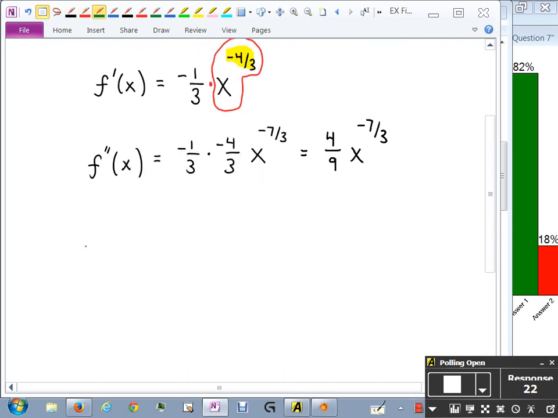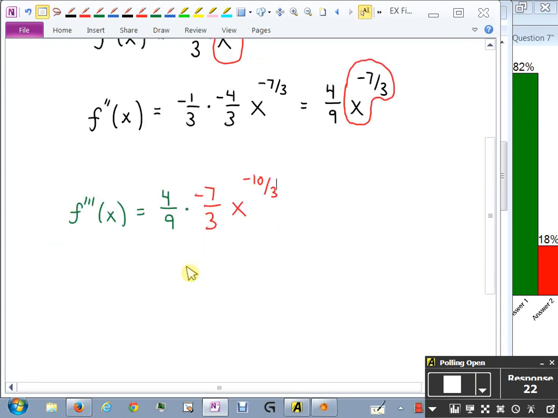So the third derivative, I will take this constant that was in front, 4/9, I'll bring it along for the ride, times, and now I'm focusing my attention on the x to the negative 7/3, and I'm going to bring out what number? Negative 7 thirds, here it is. X to what power? Negative 10 thirds. You're going negative 7 thirds, take away 1, is negative 7 thirds minus 3 thirds, which is negative 10 thirds.